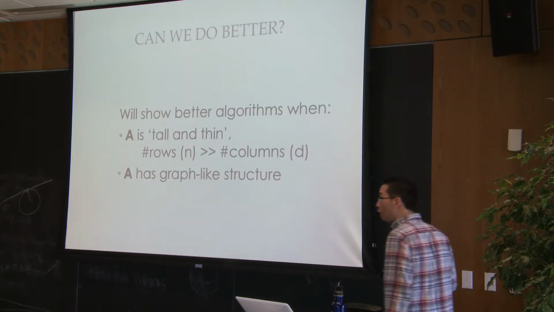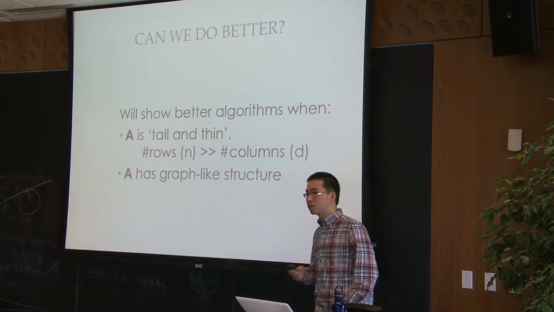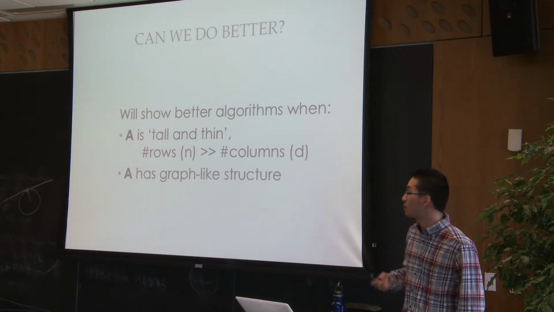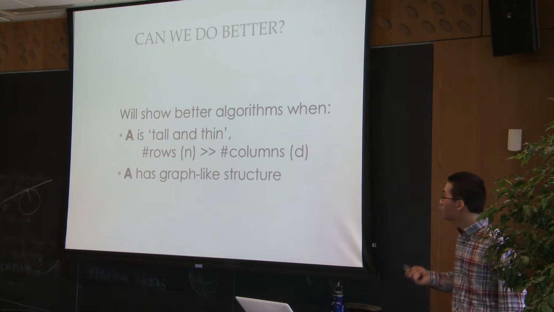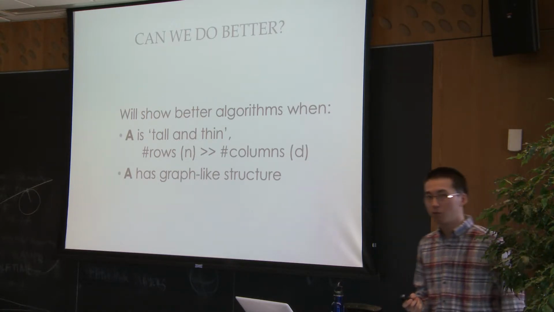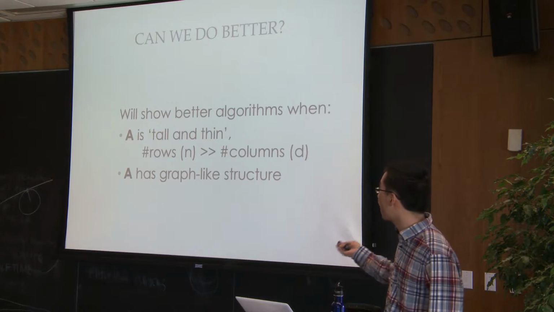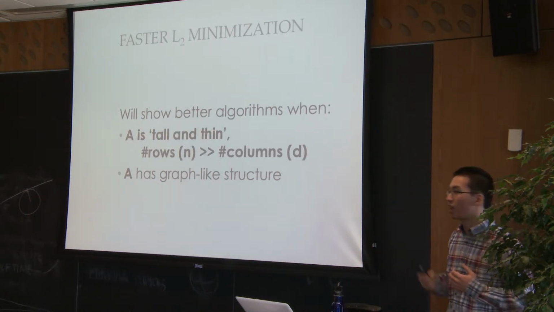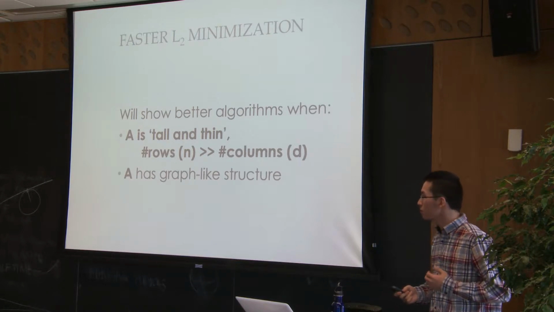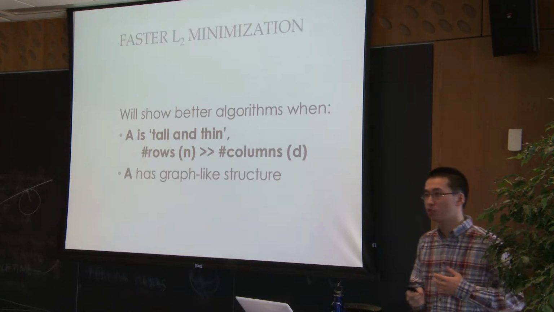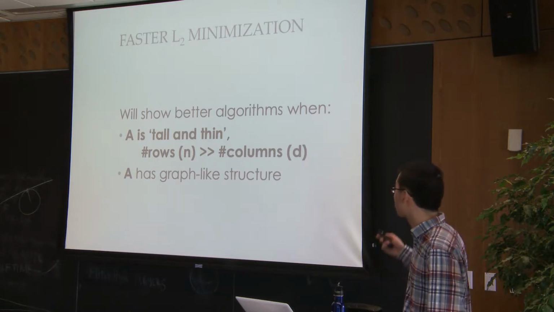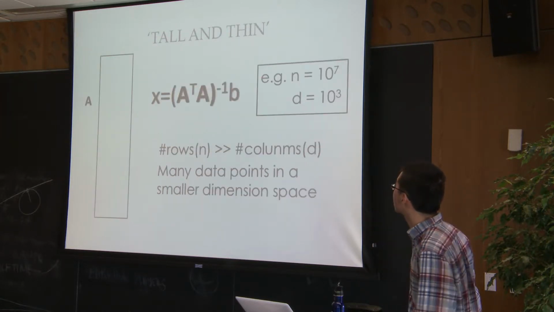So for the next while, I will try to discuss some ways that you could get better L2 regression or quadratic minimization algorithms, and I will show better algorithms in 2 cases. The case I'll talk more about is where A is tall and thin, so the number of rows in A is much more than the number of columns in A. The other case I'll mention is when A has a graph-like structure, but unfortunately I won't be able to go into too much detail about that.